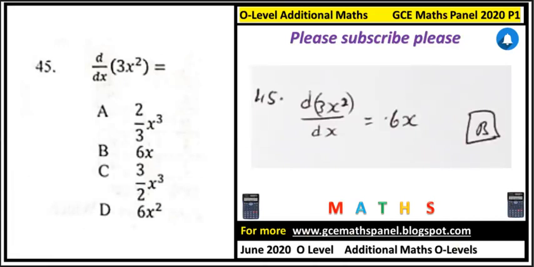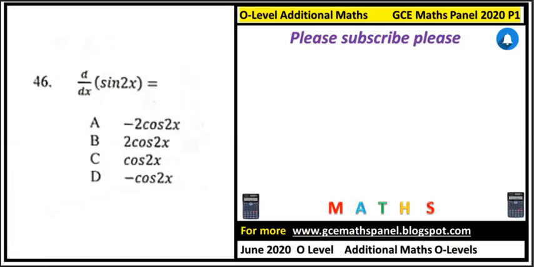46. The derivative of sine 2x is, the first thing is when you differentiate sine 2x, what do you have? You have cos 2x. So you know that our answer is going to be positive. So it cannot be A and cannot be D.